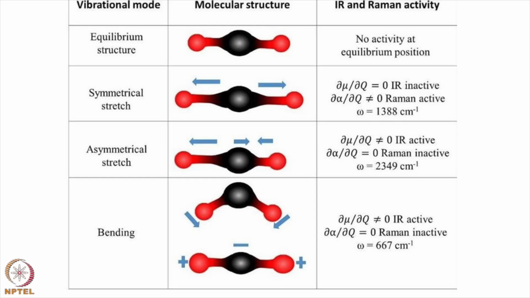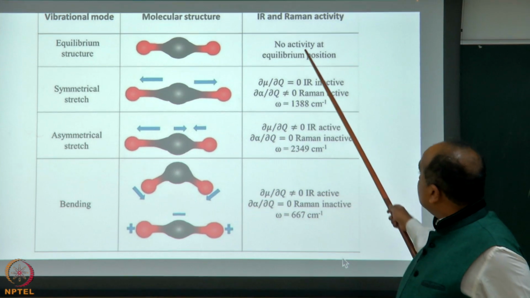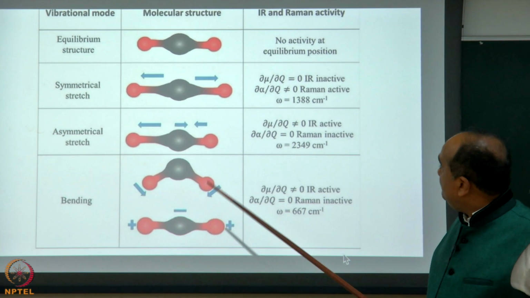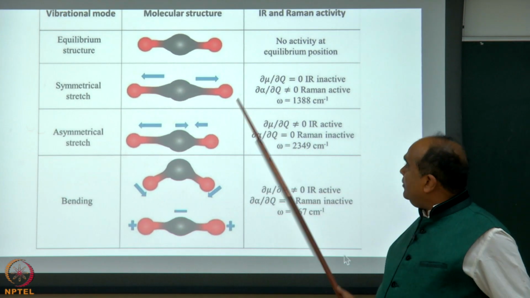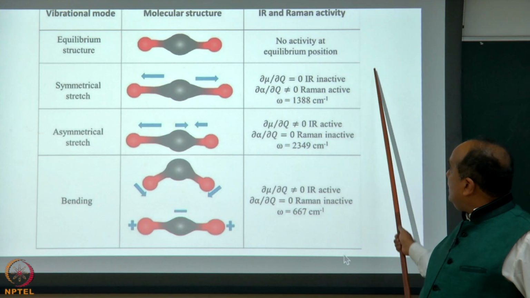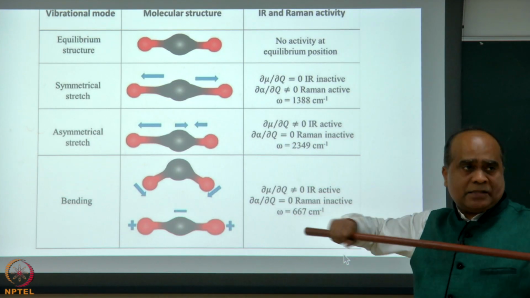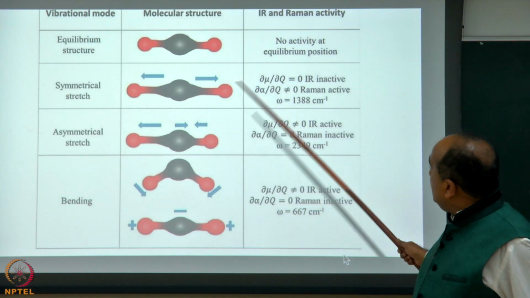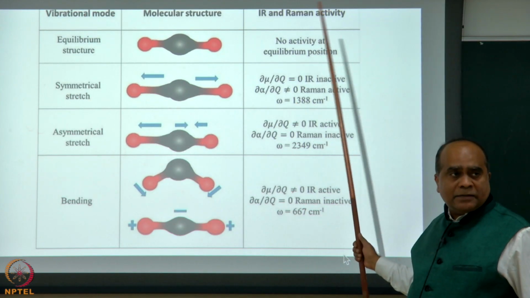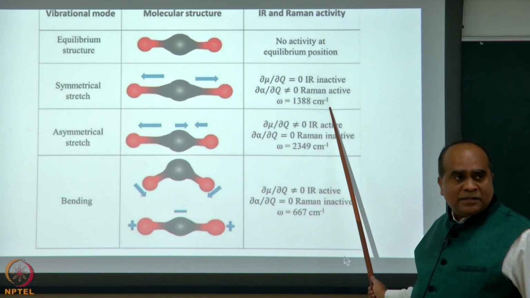So here are the vibrational modes of carbon dioxide. This is the equilibrium structure. Dipoles are not equal and opposite, so there is no activity at the equilibrium position. But when we have the symmetric stretch, the molecule is stretched both ways, right? Again no dipole is created. This is not IR active, but the good part is it is Raman active.